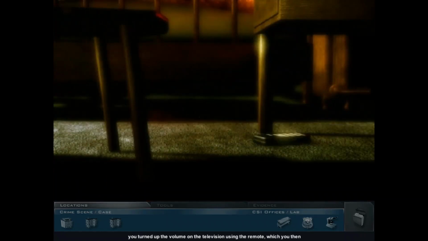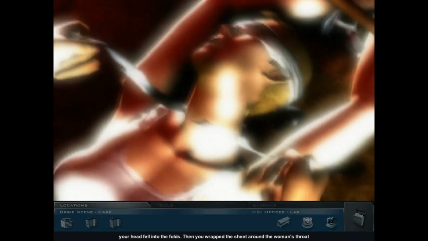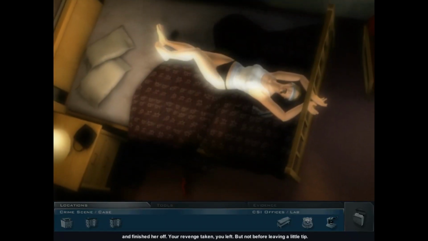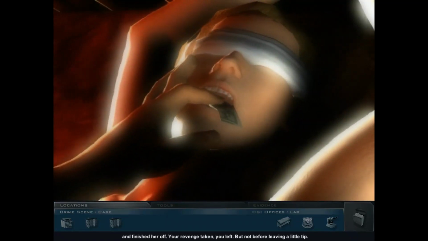The walls in that hotel are paper thin, so you turned up the volume on the television using the remote, which you then pitched to the floor. You tore a strip from the bed sheet, which was when a hair from your head fell into the folds. Then you wrapped the sheet around the woman's throat and finished her off. Your revenge taken, you left, but not before leaving a little tip.